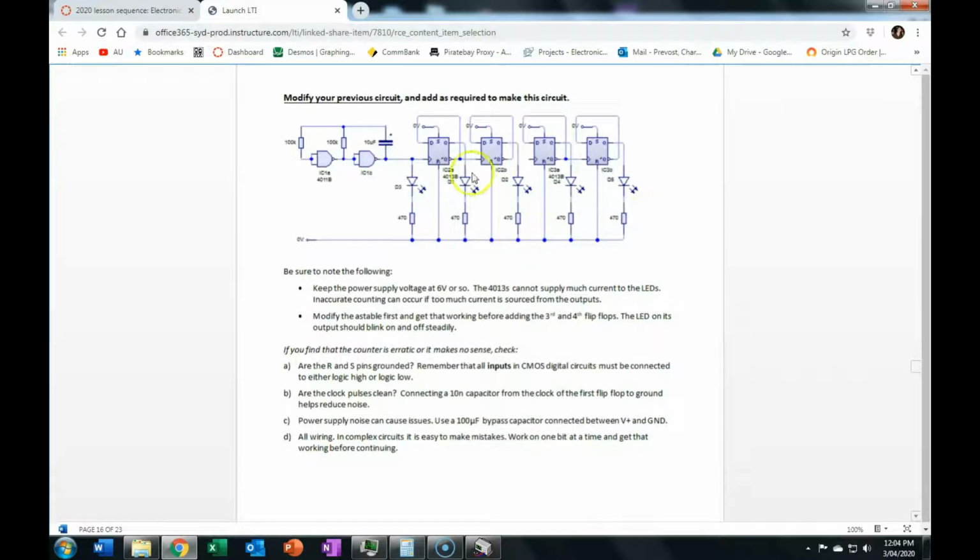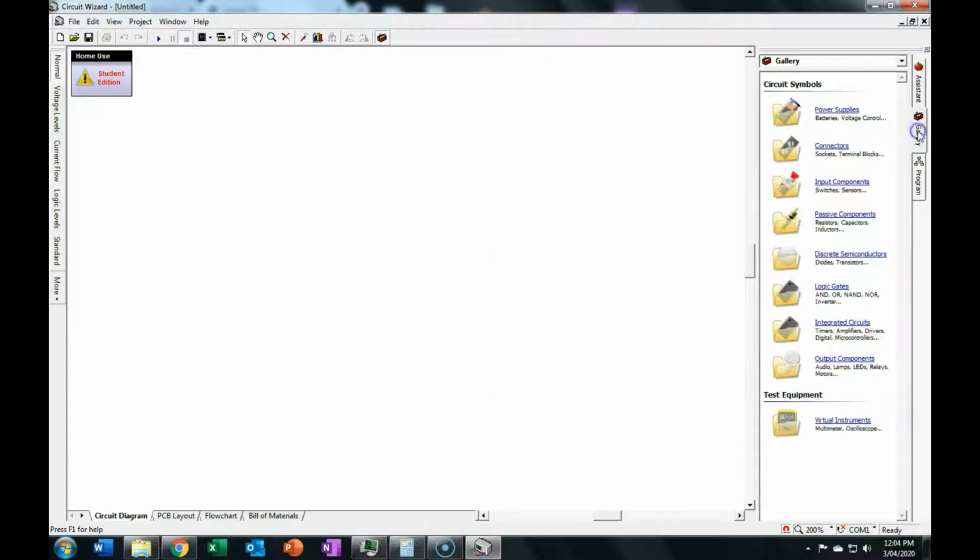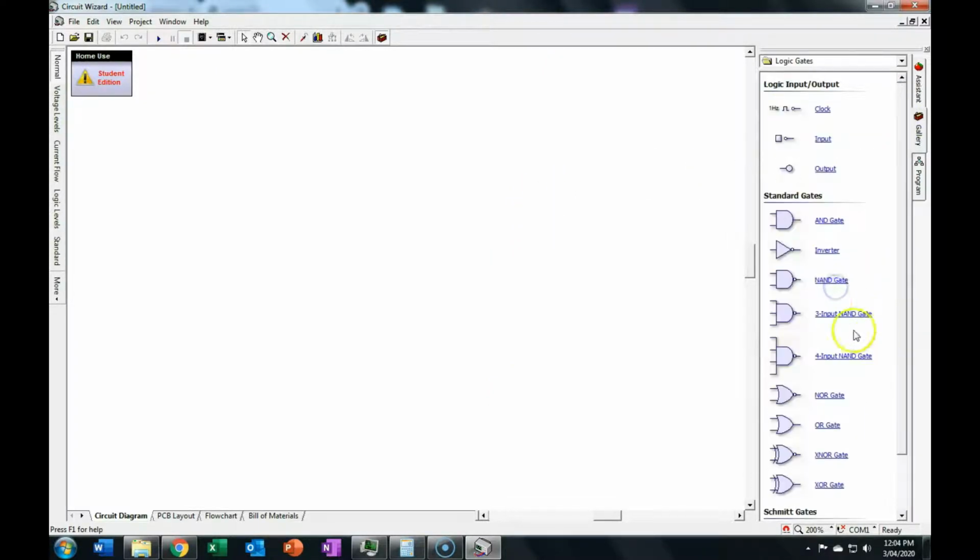So let's get started. The first thing we should do is build the astable and just get it working. So I'm going to go to my Circuit Wizard Student Edition to do this. Click on Gallery and Logic Gates and find my NAND gate there. And using Control C and V, just like before, we can copy the gates together, and go back to the diagram.